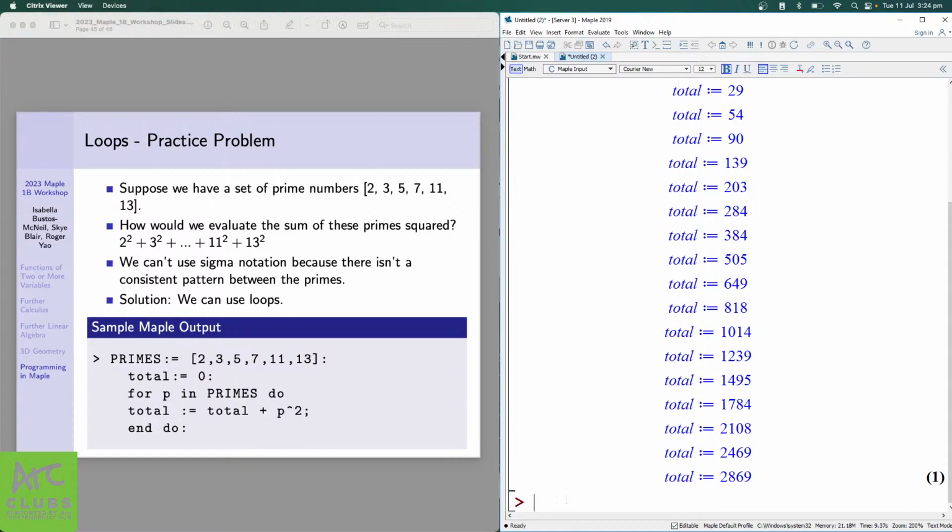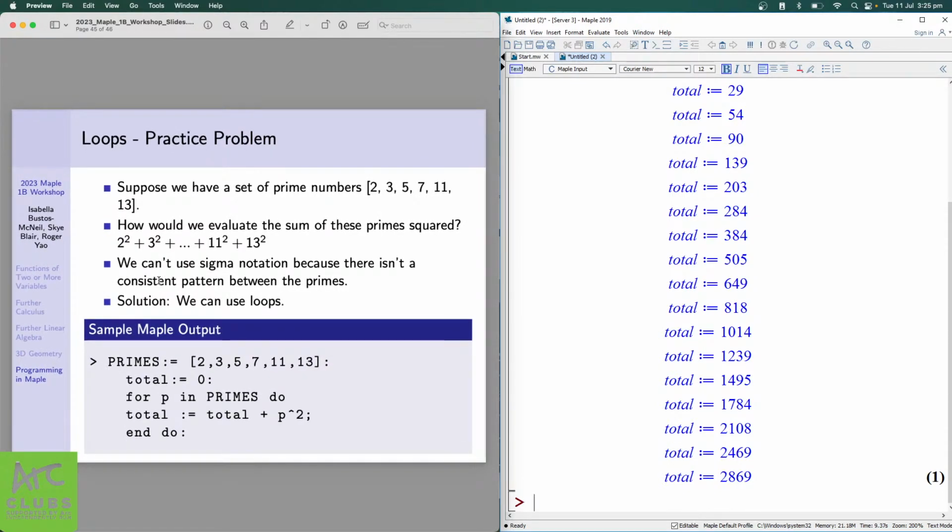Okay, now let's work through another practice problem for loops. Suppose we have a set of prime numbers 2, 3, 5, 7, 11, and 13. How do we evaluate the sum of these prime numbers squared? At first, we might think about using sigma notation because we have a sum and all of these numbers are squared, but we can't use it in this case because there isn't a consistent pattern between the primes. So our solution is to use loops.